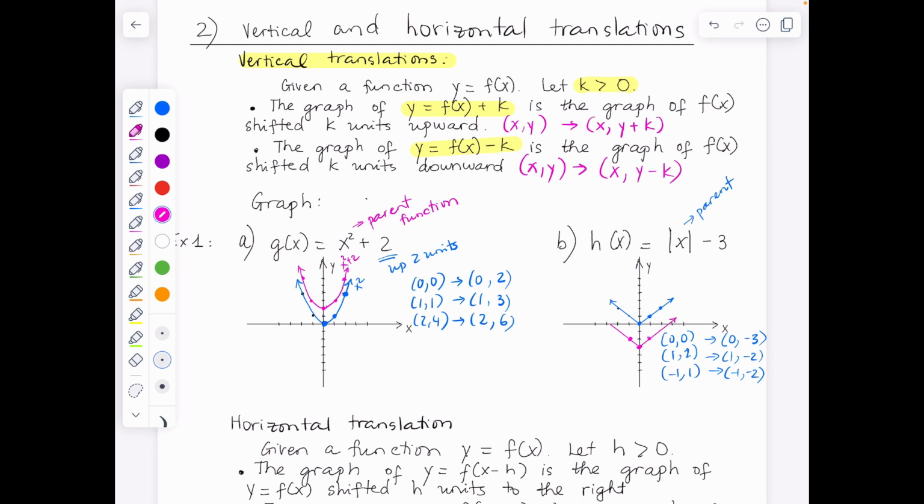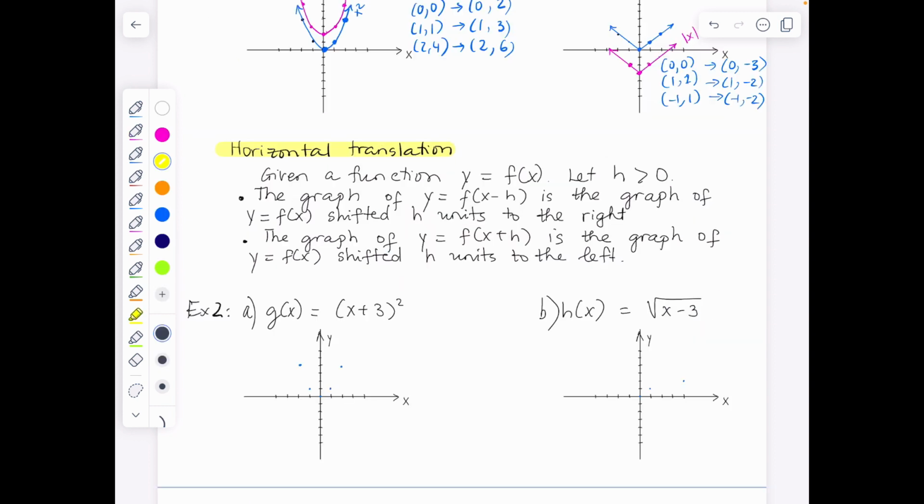And that will be the graph of the function absolute value of x minus 3. And as you can see, it is technically the blue graph that is being shifted down by 3 units. Now let's talk about horizontal translation.